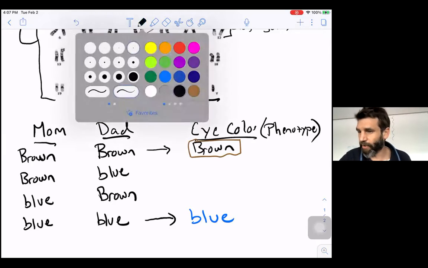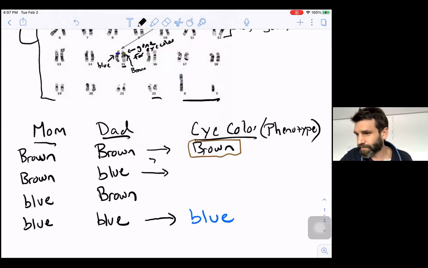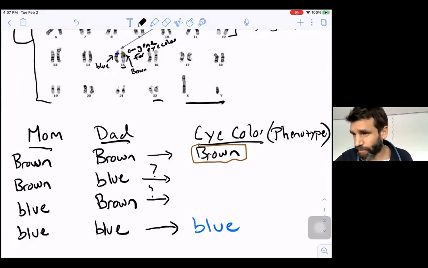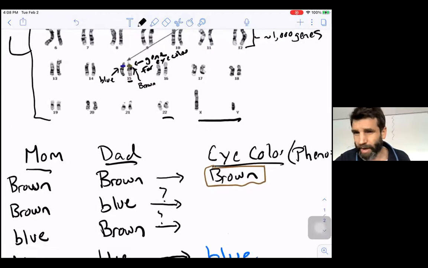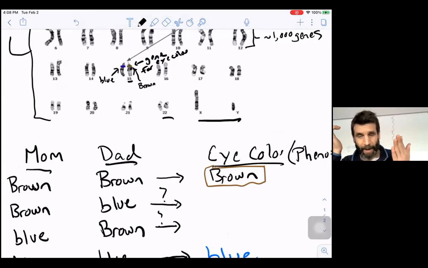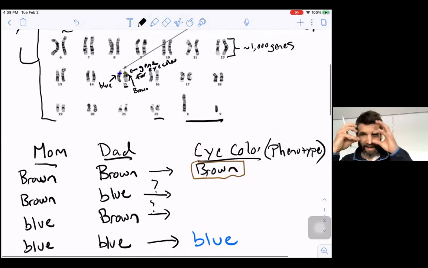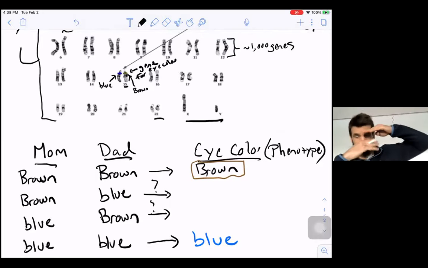The question then, though, is what happens in the case where I get one version of the blue gene from my mom, and then the other version of brown eyes from my dad, or opposite? My chromosomes look like chromosome 15 here with one version of blue and one version of brown. What color eyes do I have then? Well, is one blue and the other brown? You don't often see that in the population, although it does happen. Is it like a sparkly combination? Is it half and half?